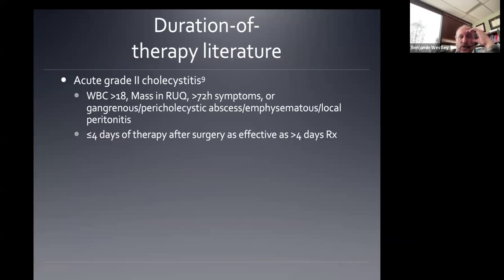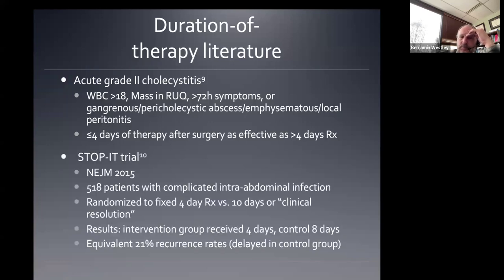Here's another study on cholecystitis, grade 2 acute cholecystitis. What they defined, these people are pretty sick. So white count over 18, fullness in the right upper quadrant, 3 days of symptoms, gangrenous gallbladder. This is pretty common actually, but they were sick patients. And they studied whether patients received less than or equal to 4 days or more than 4 days of therapy. And they found that as long as they had the appropriate source control procedure, typically surgery, 4 days was just as good as more than 4 days of therapy.